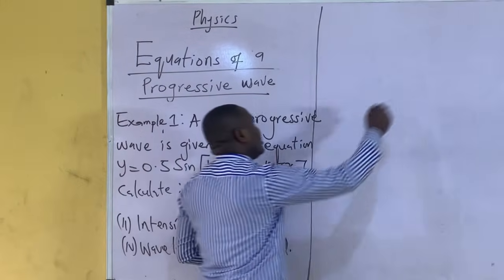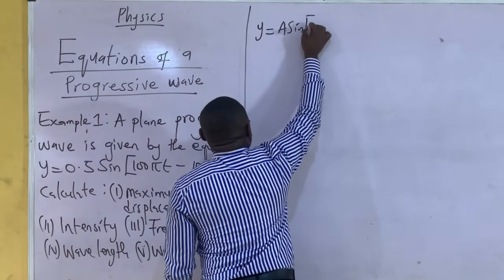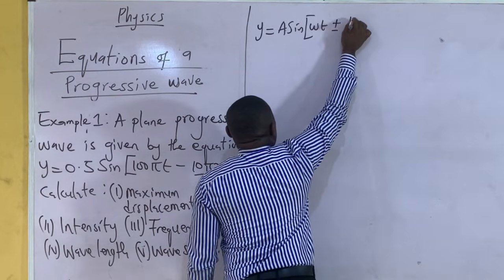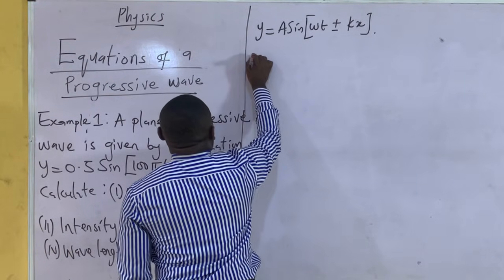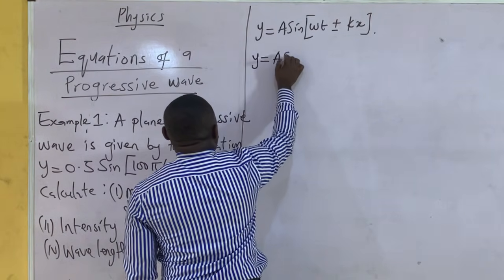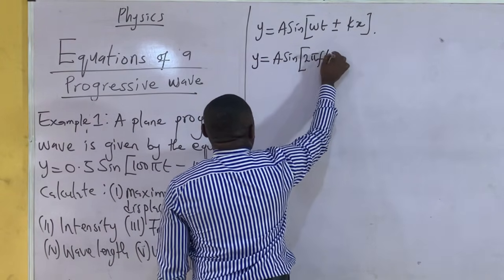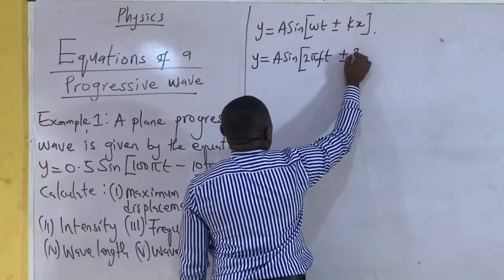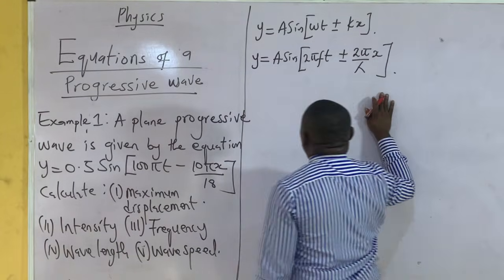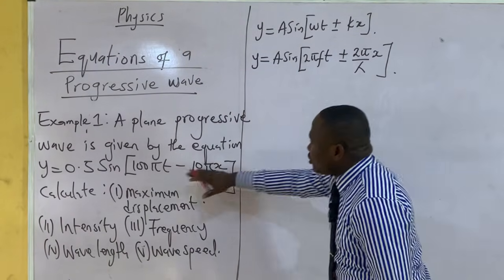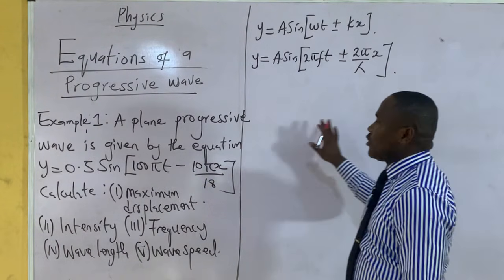Now, remember that y is equal to a sine open bracket wt plus or minus kx. Remember, w is 2 pi f. So y is equal to a sine open bracket 2 pi f, then t plus or minus k, which is 2 pi over lambda, then x, close the bracket. So I'll be using this equation to compare with the given equation to solve my question.